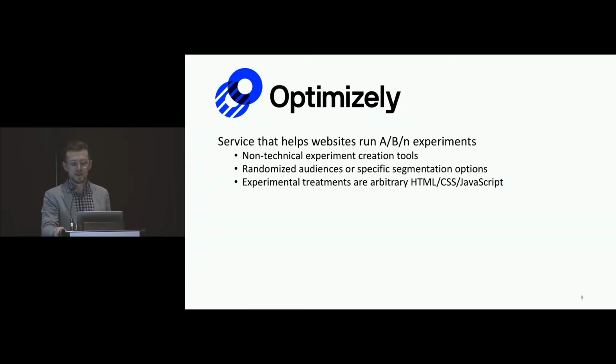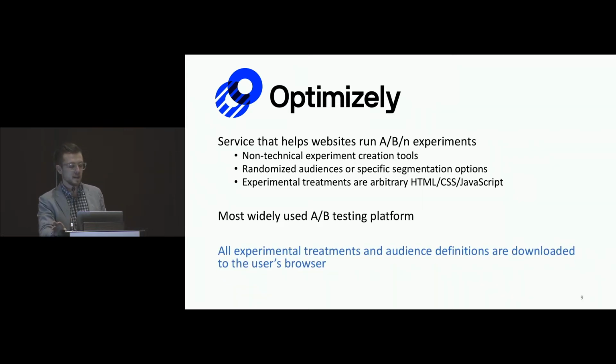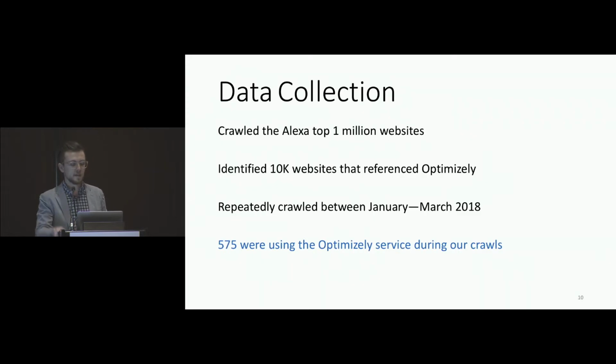We chose Optimizely as our lens for the test. Optimizely is a non-technical graphic web app that lets just about anybody build and deploy A/B tests. It's quite popular, and importantly, the way Optimizely is built is that these experiments and audience definitions are actually downloaded to the browser, so we were able to write a crawler to extract that data. And we can talk about how we did that.